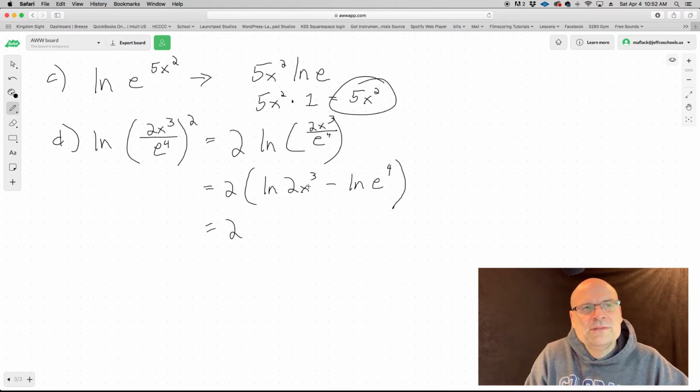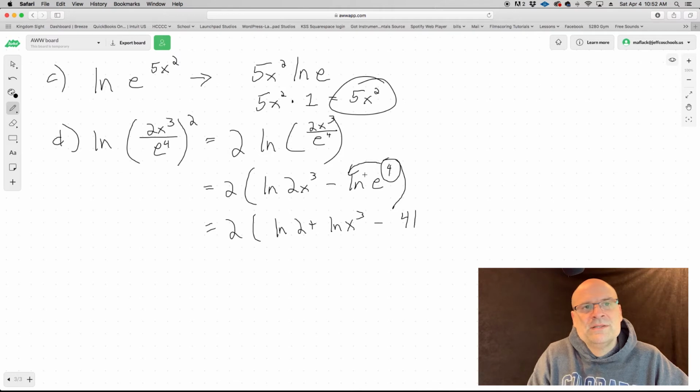Now it's very important to see here that this 3 is only applied to that x, okay? So this 3 is not an exponent of this whole thing. Unlike here, this 2 is an exponent of this whole expression, so we could put it out in front like that, but we can't put this 3 out in front because it only applies to the x. So we have to separate it first. So this is natural log of 2 plus natural log of x cubed. This is the product rule, okay? Minus, well, this you can put out in front because it applies to this whole thing that is natural log of e to the 4th, 4 times natural log of e, okay?